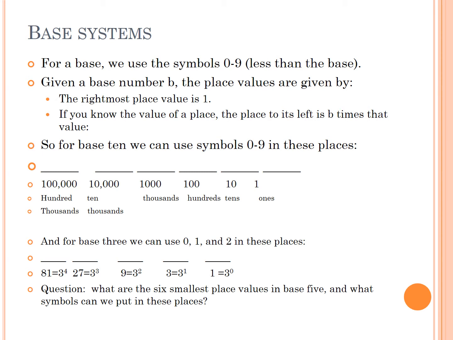And so I have a question that you should look at before you move on. What are the 6 smallest place values in base 5, and what are the allowable symbols we can put in each place?